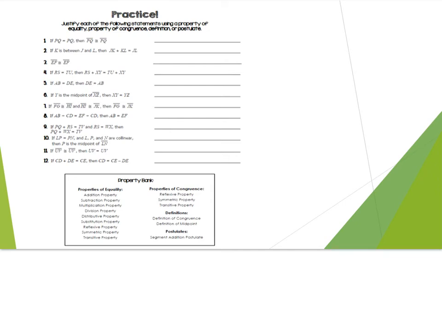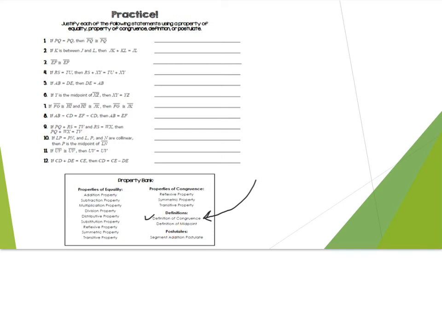On this slide here, we're going to take the time to go over maybe the first four, and we're going to justify what's going on in each step. So take a look at number one. It says if PQ is equal to PQ, then segment PQ is congruent to segment PQ. I'd like for you to go ahead and write down that this is the definition of congruence. So there it is, definition of congruence. I'm pointing to it at the bottom. So if you go ahead and write that in.